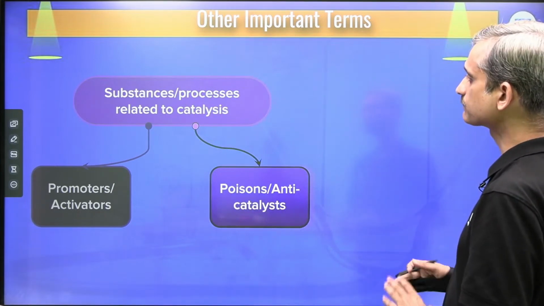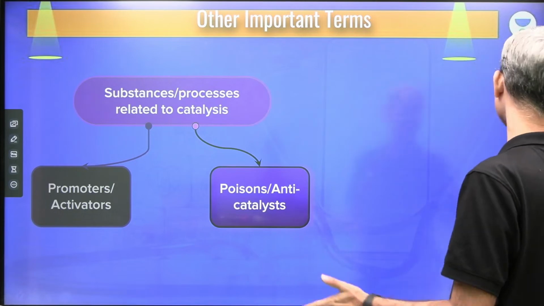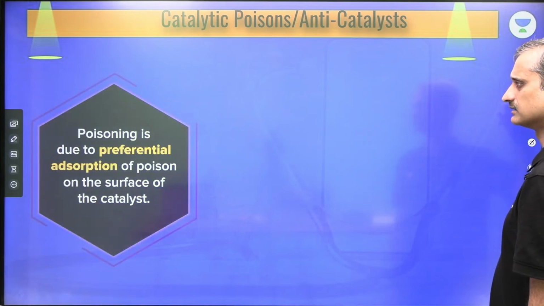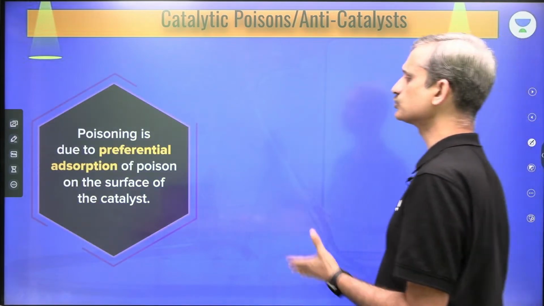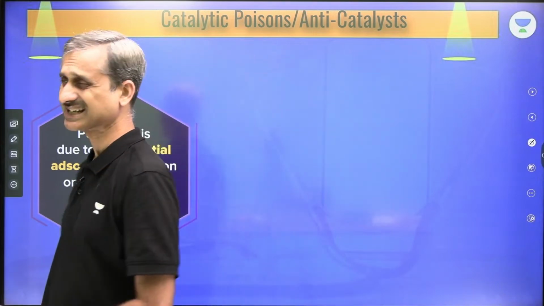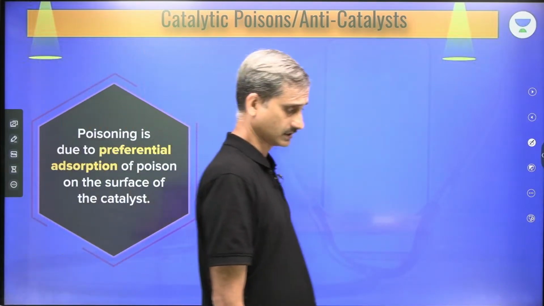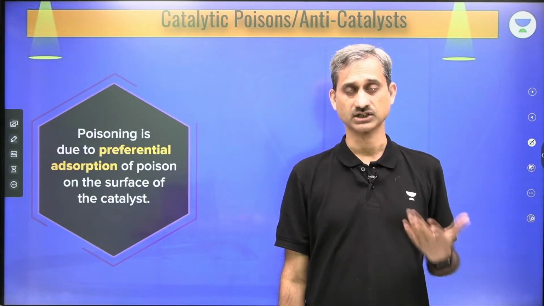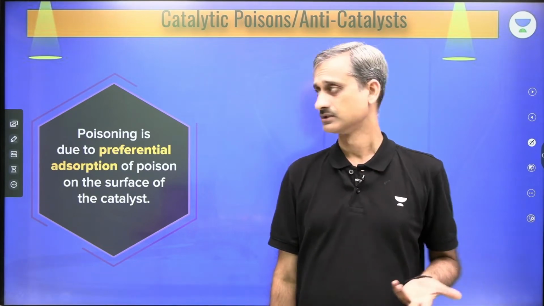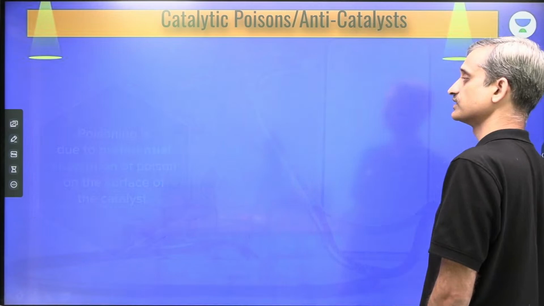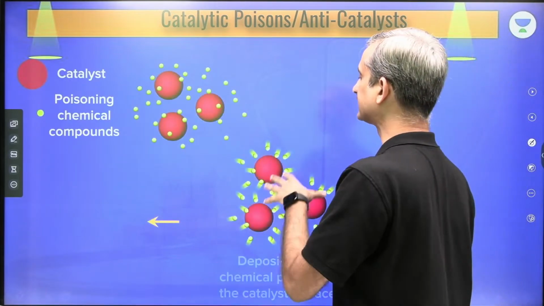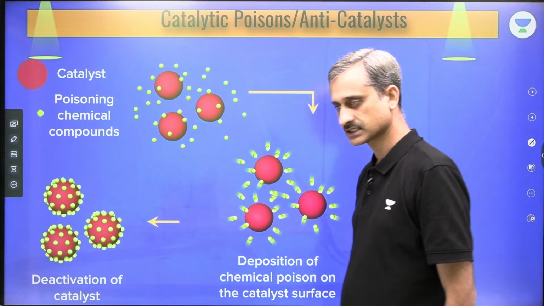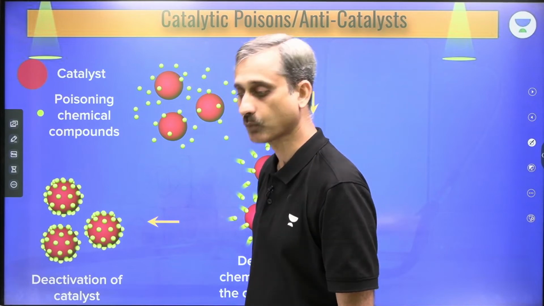The substances related to catalysis are promoters, activators, poisons, and activate catalysts. We have already talked about it. Poisoning is due to preferential adsorption of the poison on the surface of the catalyst, like carbon monoxide on the surface of iron. It is going to form a complex with iron and not allow the iron to act as the catalyst. It is not able to catalyze any further. So the poisons actually block the surface of the catalyst and prevent it from doing any catalyzing activity. Is this clear? So that is how the poisons work.